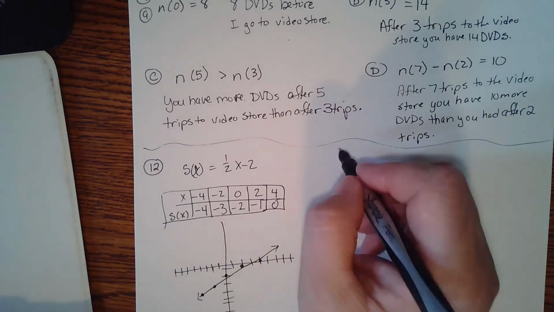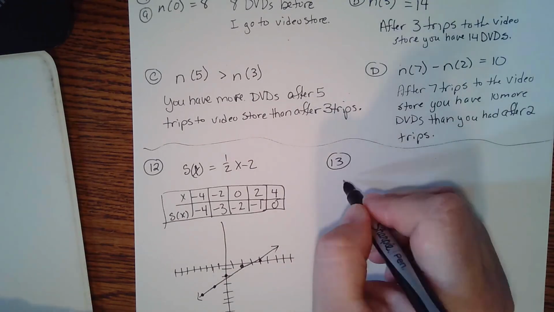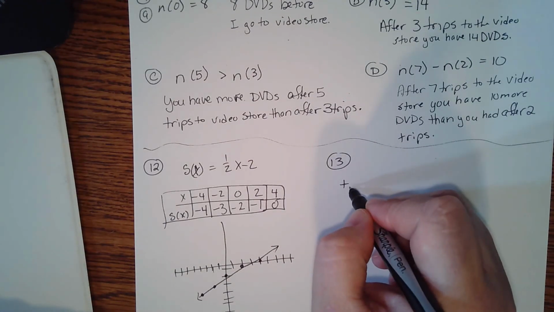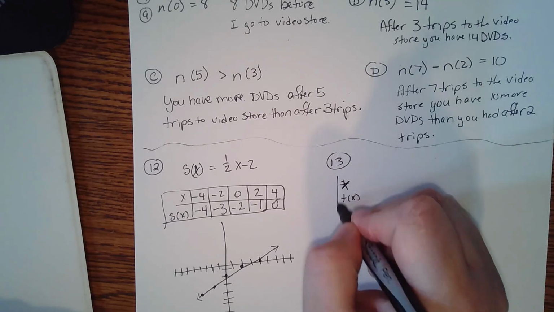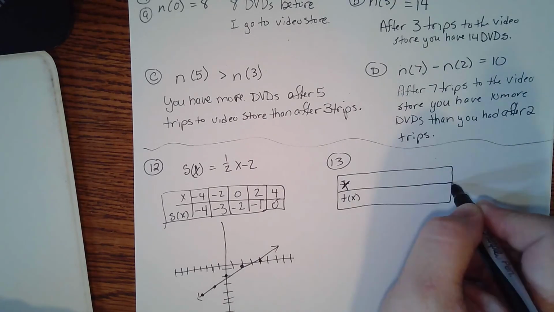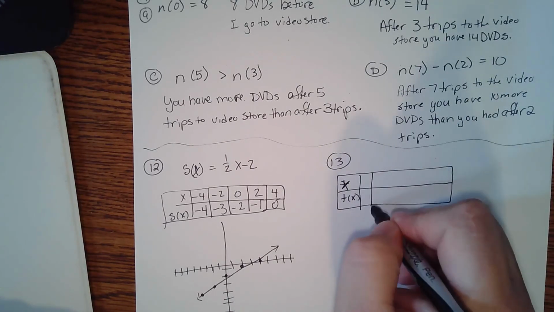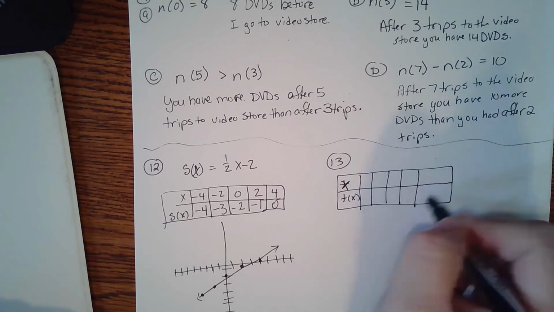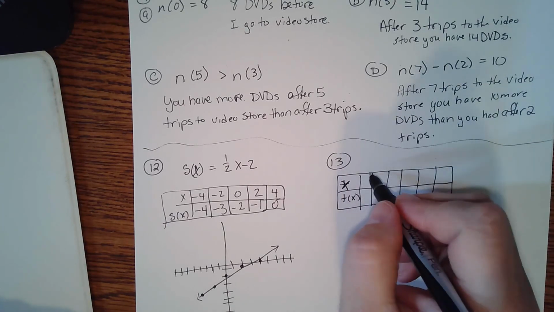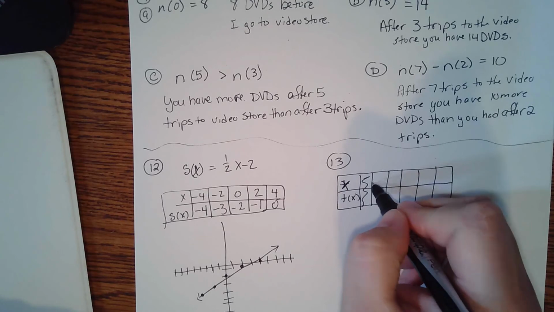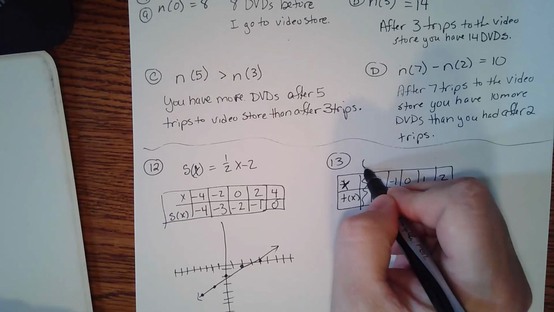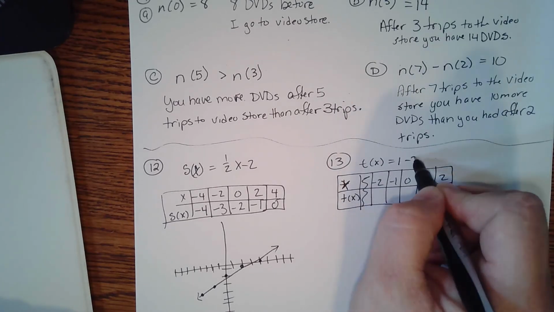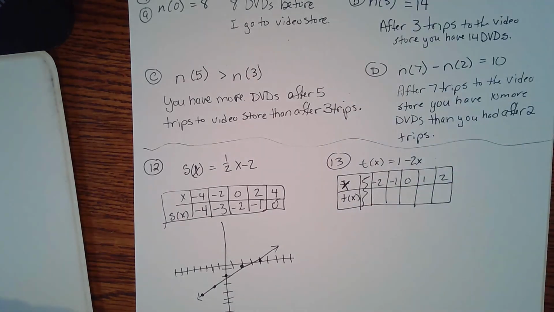Okay, look at number 13. I want you to try 13 on your own. Let's get the table set up first. That should be an x. I do not know why I have an extra one this time instead of not enough. I have too many. Okay, and we have t of x equals 1 minus 2x. All right, so pause the video, do this, and then you are done with this problem. We'll graph it together.